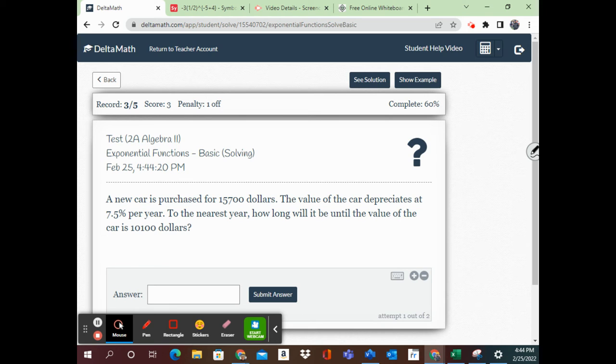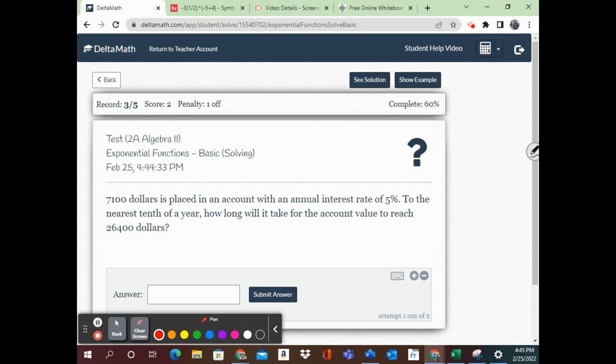All right, so I don't want to do a new car, so let's try to find a different question. All right. So now we have one where we're talking about interest and we're talking about money. The reason why I wanted to do this one is because this one is about growth, right? So we're going to have a different equation here. The question says $7,100 is placed in an account with an annual interest rate of 5%.